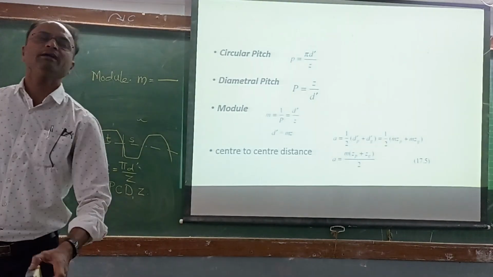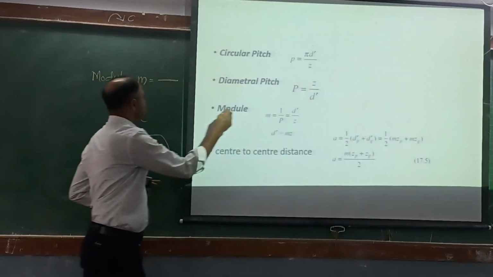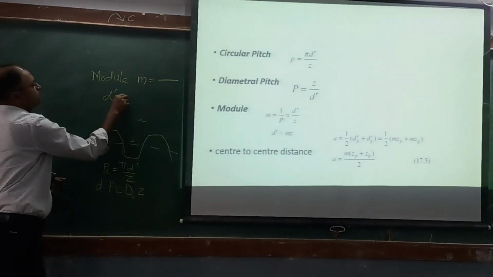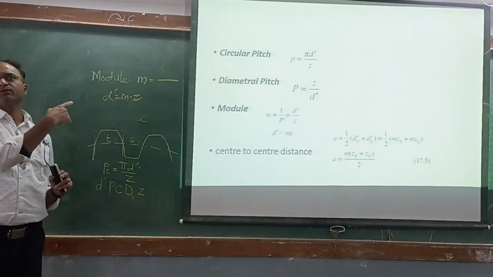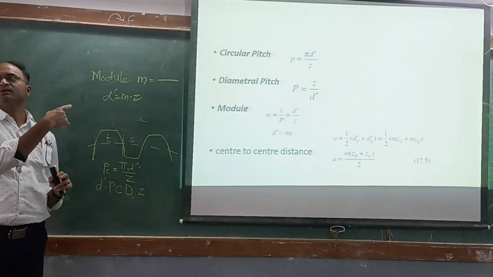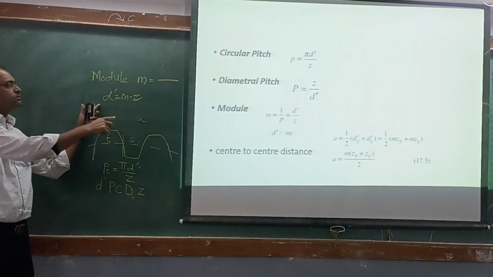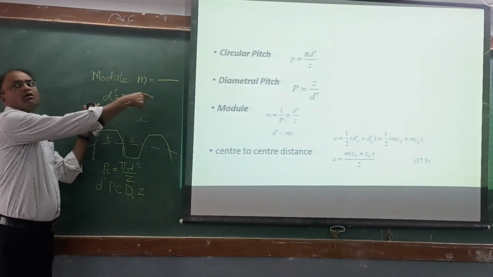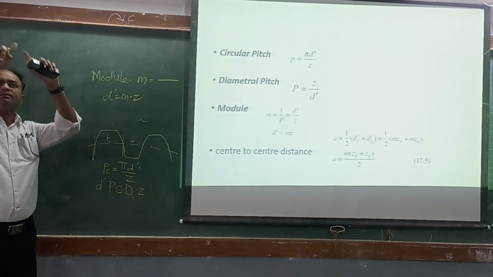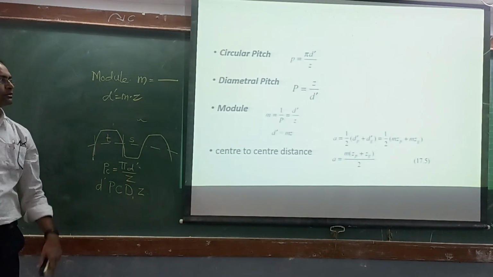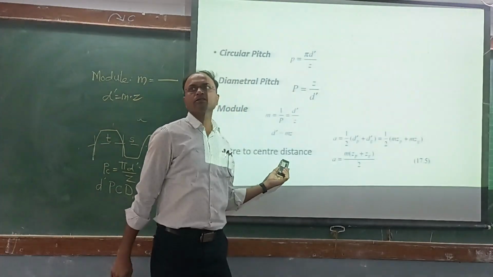So we get one important relation. What is that? m is equal to d dash upon z. Therefore, what is d dash? d dash will be m into z. आपने ये इक्वेशन ऑलरेडी यूज किया है डिजाइन में. क्या इसका मतलब? Diameter, pitch circle diameter of a gear is given by module into number of teeth. So if you know module and if you know number of teeth, you can calculate pitch circle diameter of the gear. Okay. Next, center distance or center to center distance.